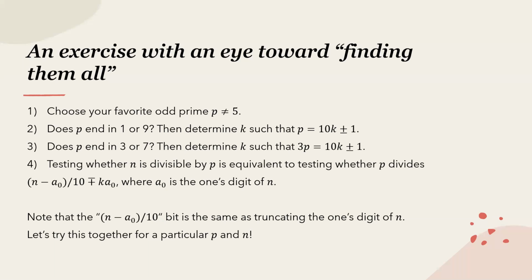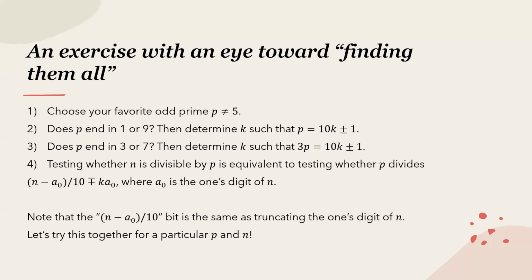And what will be key is that number K that's sitting right there. Whatever K is going to determine what the divisibility test is. In fact, testing whether N is divisible by P, we will show, is equivalent to testing whether P divides (N minus A0) divided by 10, plus or minus K times A0. What in the world is this?